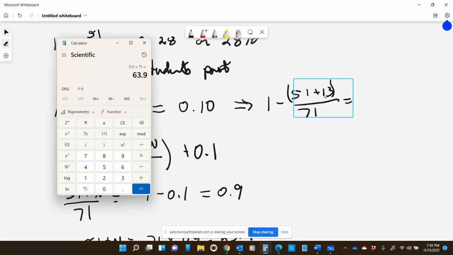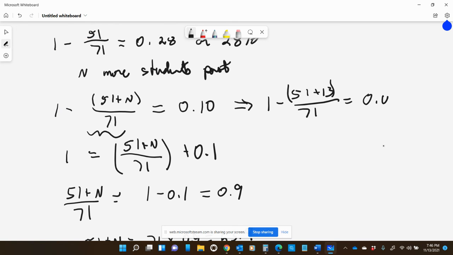Well, we know 51 plus 13 is going to be 64. 64 divided by 71 is just a little bit over 0.9. We subtract that from 1, and we get 0.098, which is very close to 0.1 or 10%.